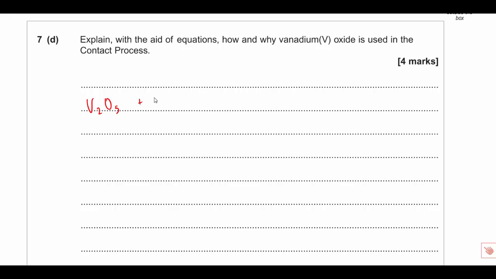V2O5, SO2, V2O4, SO3. The second step is going to be reforming that V2O5. So we stick our oxygen in and get V2O5 there.